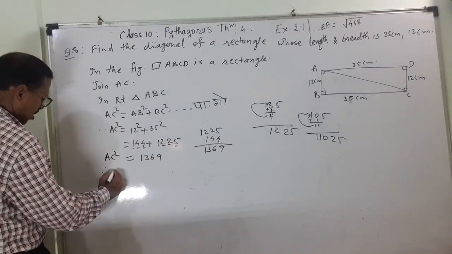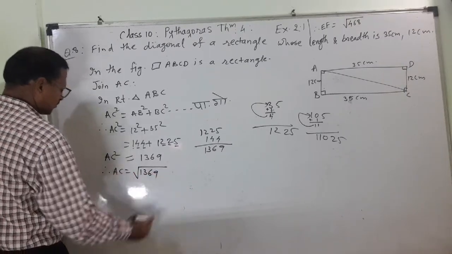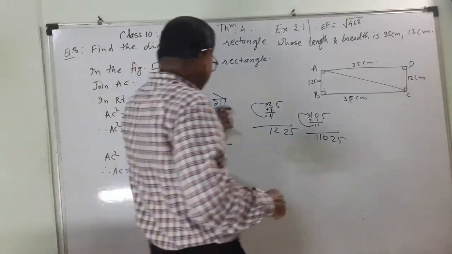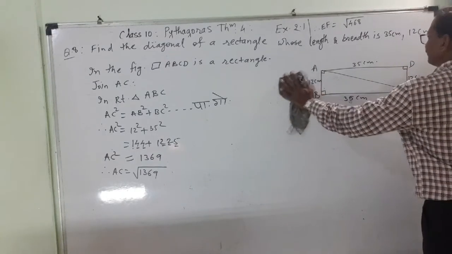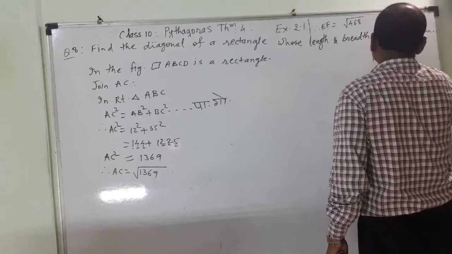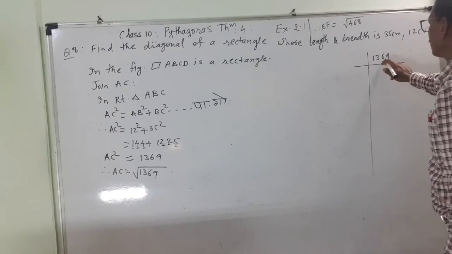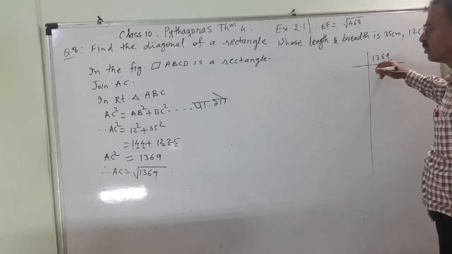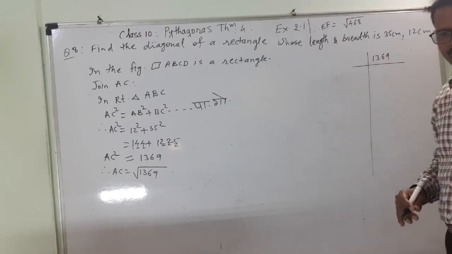Therefore AC is equal to under root of 1369. Now for this, once again we'll go by Pythagoras theorem, the figure I am rubbing now. 1369. Check whether you can divide by 2. Absolutely no, because the last digit is not in the table of 2. It is an odd number. Only even numbers are divisible by 2.